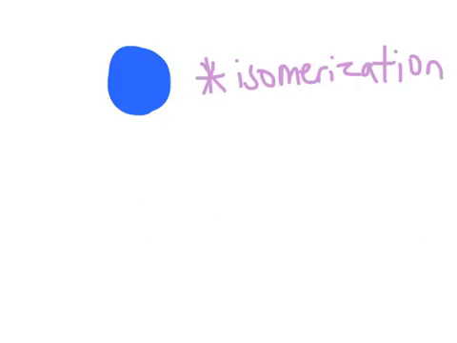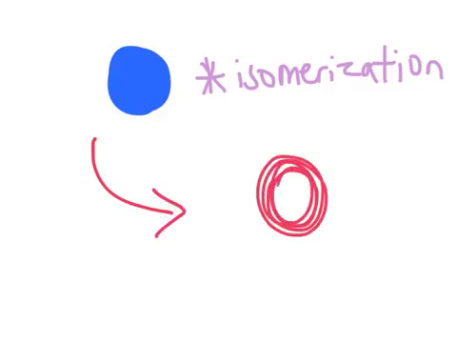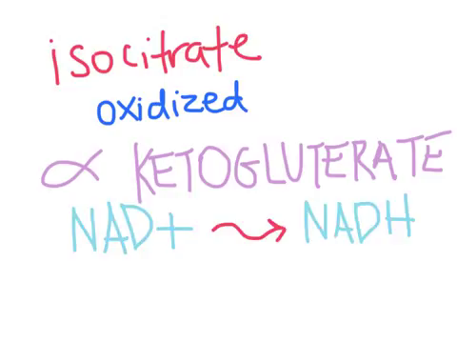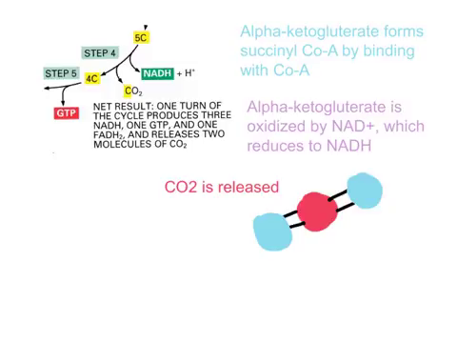Citrate undergoes isomerization and forms isocitrate. Isocitrate is oxidized to become alpha-ketoglutarate. NAD plus ions are reduced, forming NADH. Alpha-ketoglutarate forms succinyl-CoA by binding with CoA. Alpha-ketoglutarate is oxidized by NAD+, which reduces to NADH. CO2 is released.